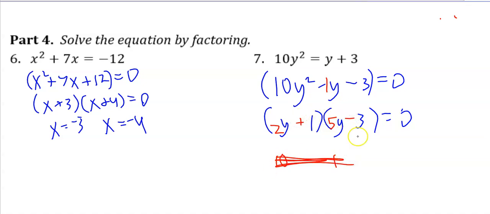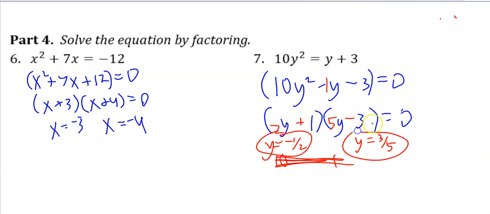Then you set each factor equal to 0. If you do that, you get y equals positive 3/5. Set this equal to 0 and solve, you get -1/2 as your other solution for y. You can do it that way.